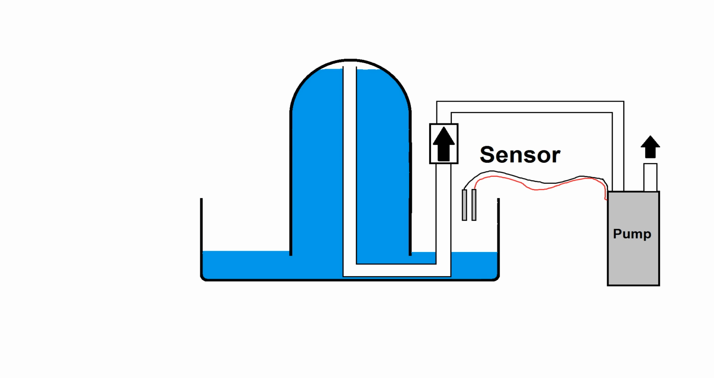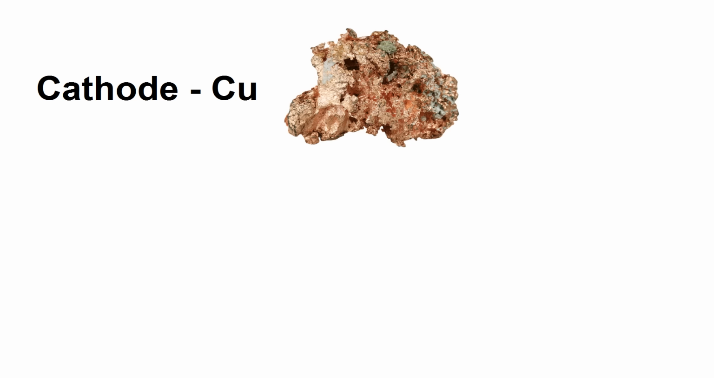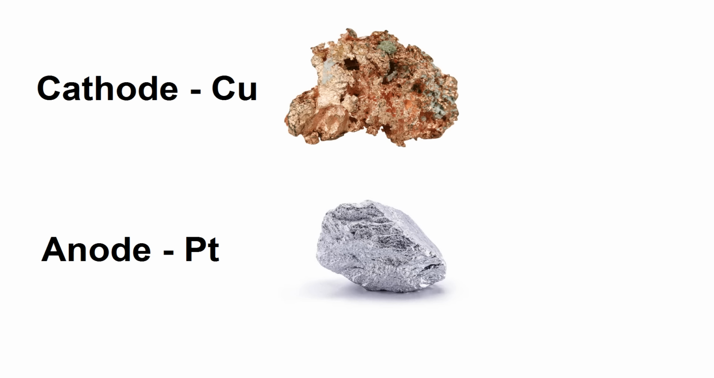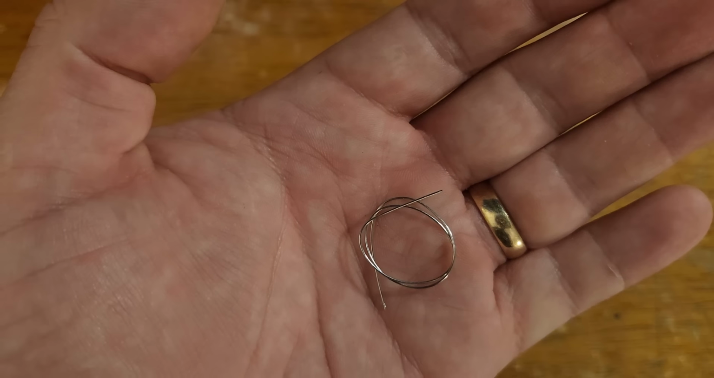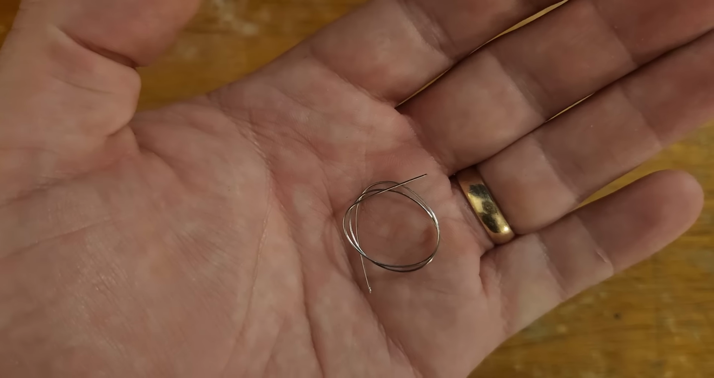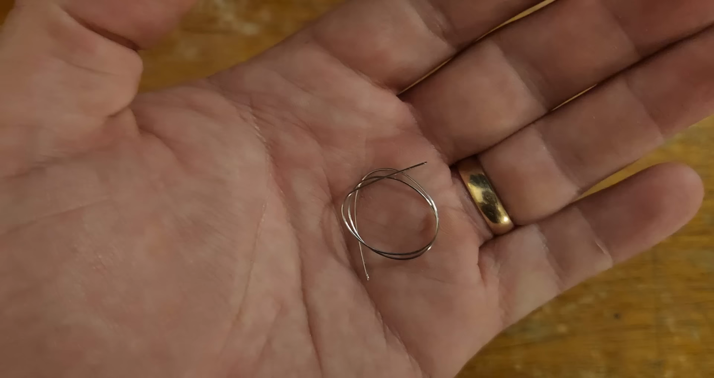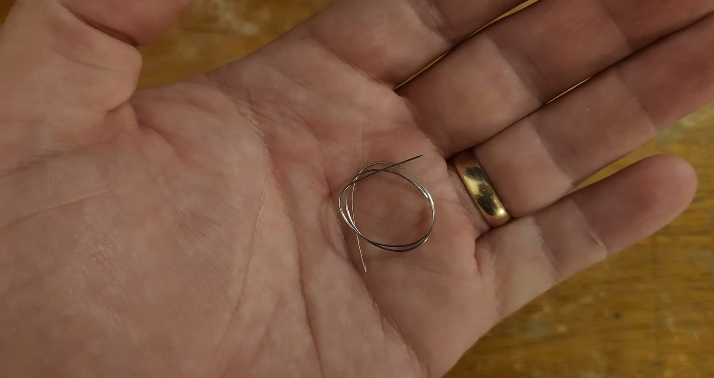First, we need the electrodes. The cathode will just be some scrap copper tubing I had laying around, but the anode is much more important because it has to be platinum. See this tiny piece of wire? This cost me $80, and that's because it's pure platinum. I actually measured it with calipers and weighed it on a milligram scale to determine the density, and I did verify that it is actually genuine platinum.